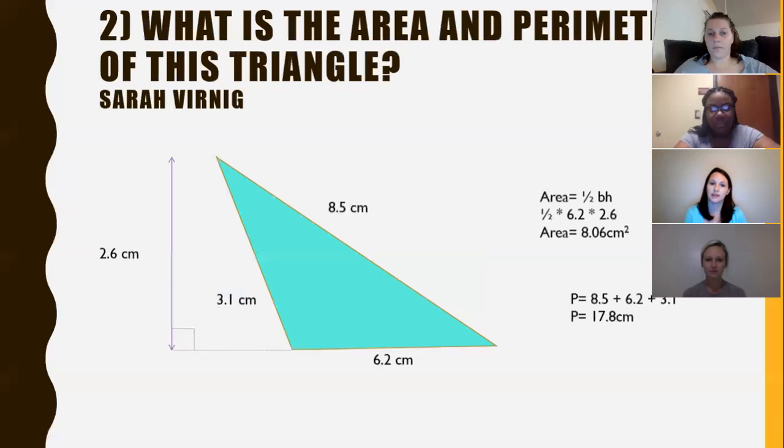To find the area, it is 1/2, which is also 0.5 if you're doing it on the calculator, times our base, which is our 6.2. And this is where we're going to use the 2.6 over there on the corner. That's our height of the triangle. When you multiply it together, we're going to get 8.06 centimeters squared. And anytime you find area, your unit of measurement is always going to be squared.